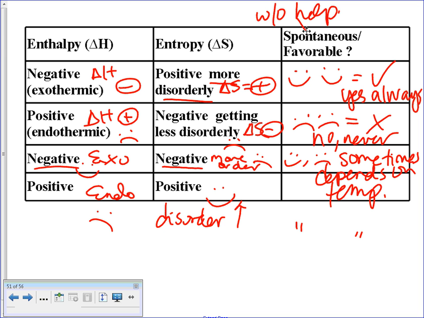So what you should be able to do is decide if it's happy, happy, sad, sad, or both. And if it's exothermic and increasing in disorder, yeah, that reaction is totally going to happen. If the reaction is endothermic and decreasing in disorder, nay, never. And then the combination here. So you have a couple examples. We're just going to maybe go through like 3 or 4.